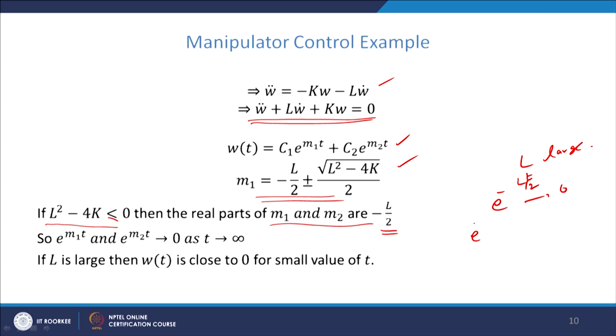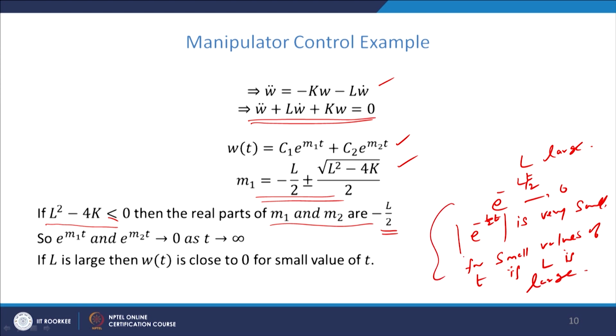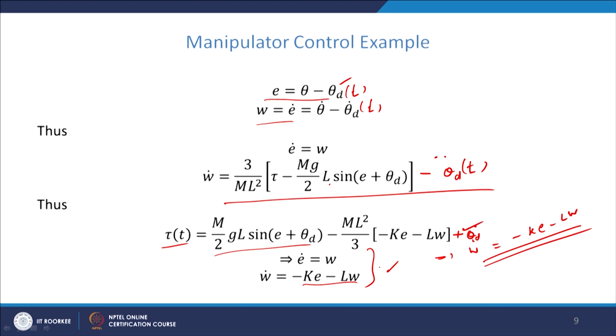So, the modulus of e to the power minus L by 2 t is very small for small values of t if L is large. Okay. So, by selecting a large value of L, we can make the error tend to 0 in a shorter period of time. So, in that case we can say that the trajectory will be tracked by using the control given by this formula.